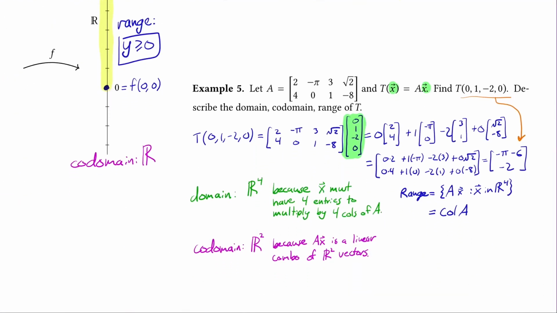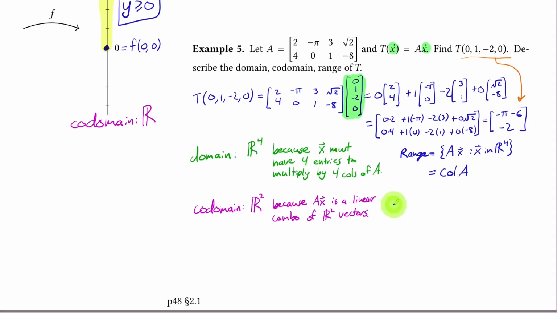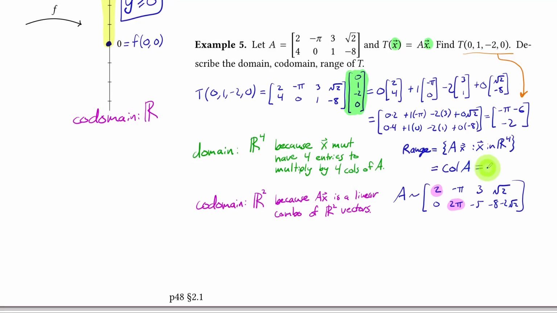With this one, you could do a little work to row reduce it. We could show that A is row equivalent to this matrix here that has two pivot positions, one in every row, which means the column space is equal to all of R2. So sometimes the range and the codomain are the same, but not always, as we saw in the last two examples.